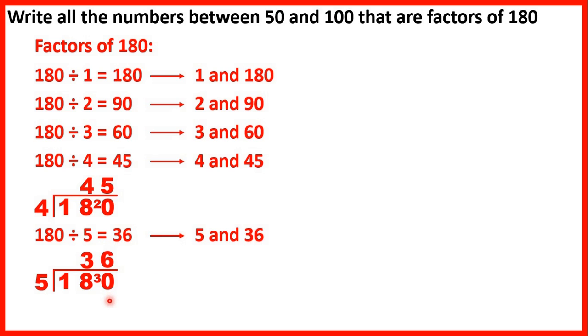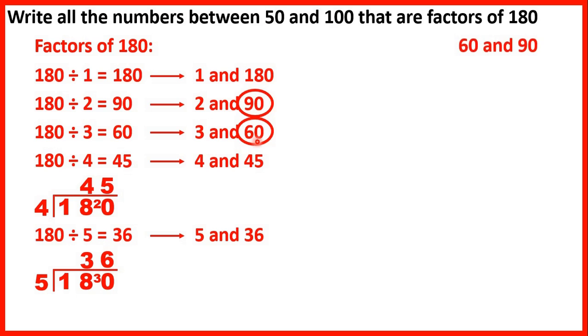Now we could keep going. If we divide by 6, we'll get a whole number as well, and 9, 10, lots of other numbers are also factors of 180. But we don't need to waste time finding all of the factors if we can spot a pattern here. Notice the divisor is increasing and the quotient is decreasing each time. Now we've already gone below 50, so we don't need to do anything else. We just need to find which factors we have here are between 50 and 100.